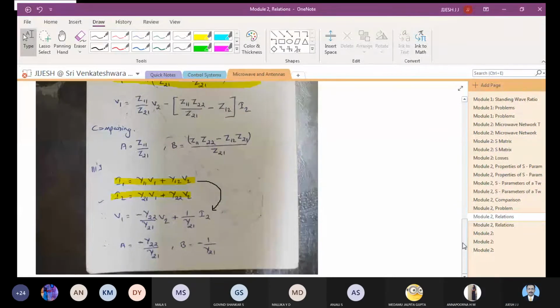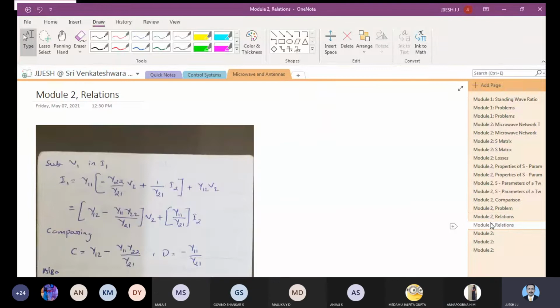Okay. So you got A and B, and similarly, when you go with the equation for V1 in I1, you'll get I1 is equal to Y11 in square brackets minus Y22 by Y21 V2 plus 1 by Y21 I2 plus Y12 V2. So this is what you're going to get for I1.